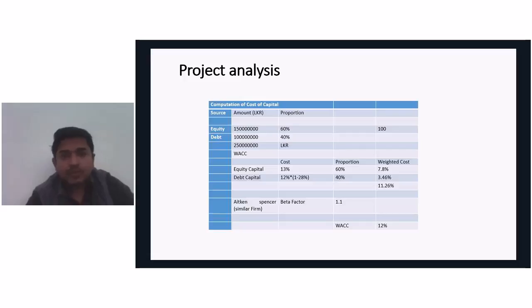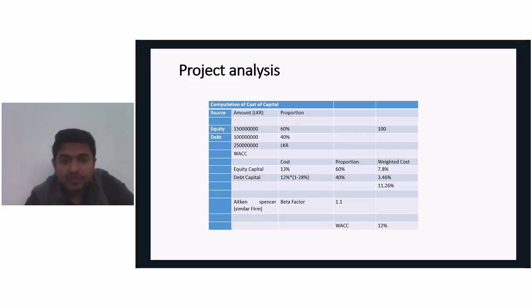The next project analysis technique is the NPV, net present value. In order to arrive at the net present value, here I have computed the cost of capital on the 250 million. 150 is 60% from equity and 40% from debt. Here for the equity, I have considered 13% as the cost of capital. It means the normal interest rate is 9%, and I have added 4% as a premium. Here I have arrived at 7.8% as a weighted cost.